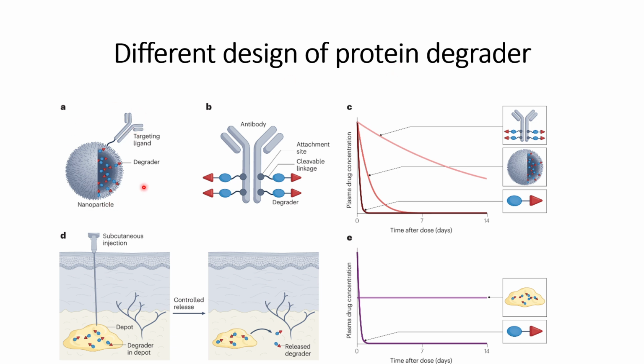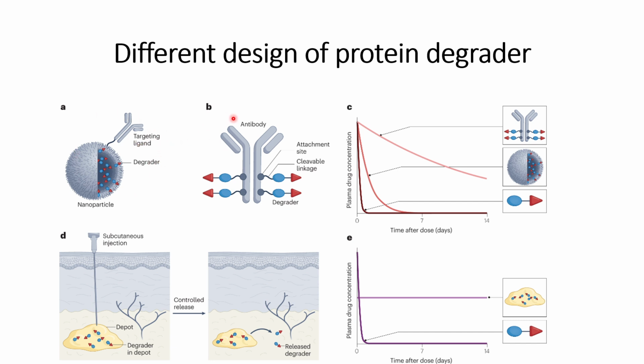First one of them is nanoparticle based, in which case a targeting ligand is attached to the nanoparticles. Nanoparticles contain the degraders. So once this targeting ligand attaches to the protein of interest, thereafter the distance between the protein of interest and the degraders will be minimal, and the efficiency of this degrader to target the protein of interest will be high. So this is one of the approaches.